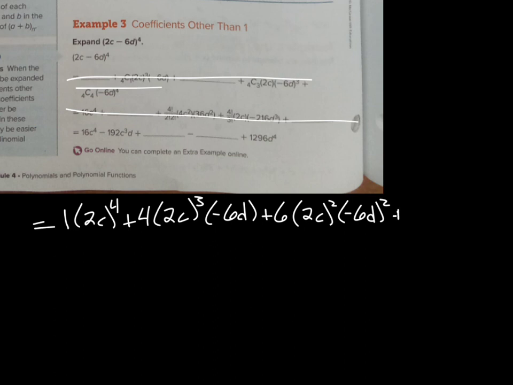Plus 4 from Pascal's triangle. 2c to the 1st, negative 6d to the third, and then finally 1 from Pascal's triangle, negative 6d to the fourth. Is that okay with everyone?